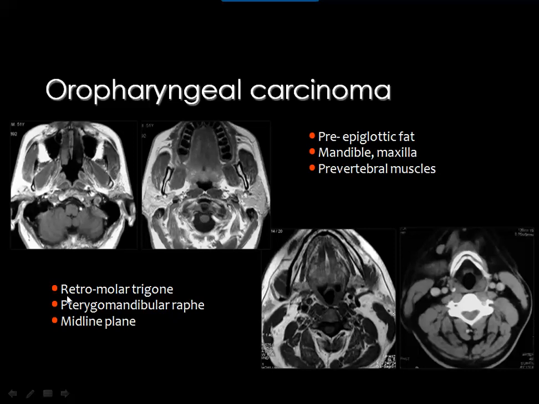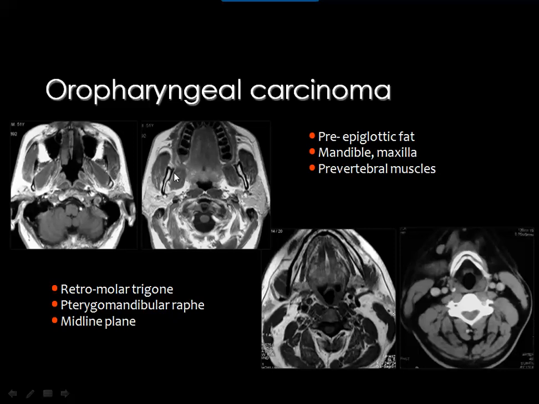Then you look for the retromolar trigone. You see these are the molar teeth, and the retromolar trigone is located here in this area. I am pointing to it. Then the pterygomandibular raphe is the space between the pterygoid muscles and the ramus of the mandible. Here, this is the pterygomandibular raphe, and you check whether it is invaded by tumor or not.